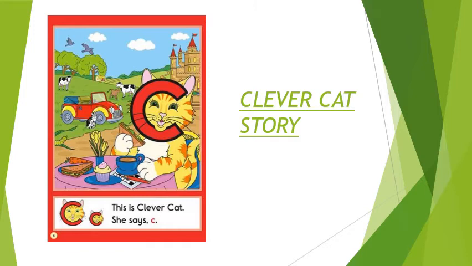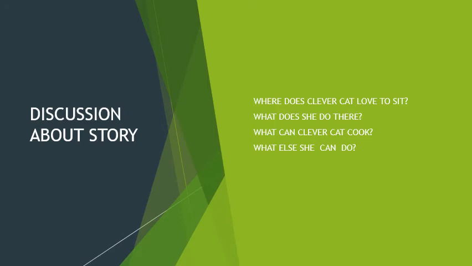So children, did you enjoy the story of Clever Cat? Did you like it? Can you see the castle? Yes, can you see the cocoa cup? And can you see this carrot, cake and car of Clever Cat? Okay. So children, can you tell me where Clever Cat loves to sit? Clever Cat loves to sit in Letterland Castle.